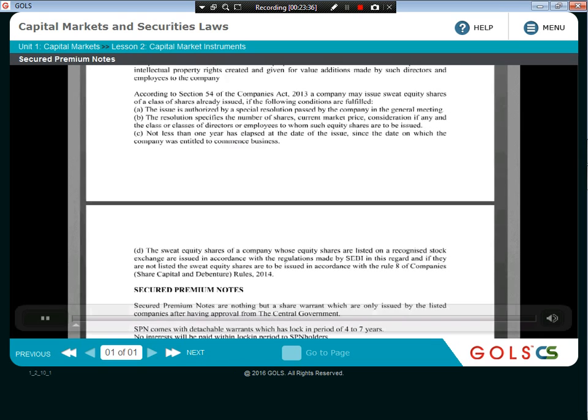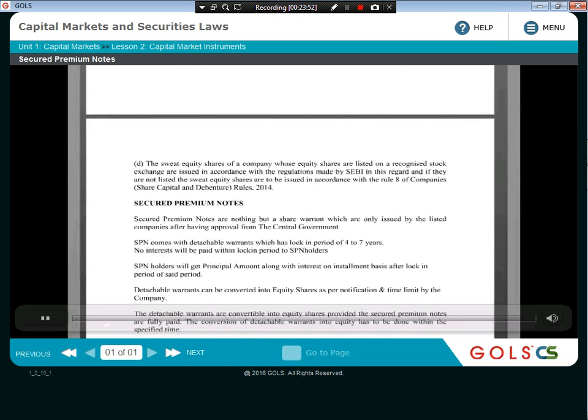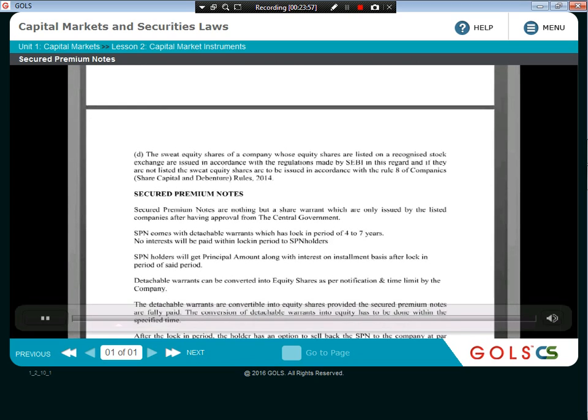Secured premium notes is the next topic. It's nothing but a share warrant. Share warrant is not a share certificate. It is a piece of paper which gives you all the rights of a share, but you are not a member. You are not an equity shareholder in the sense that your name is not entered in the register of members, but you do get dividend. That is number one. And number two, a share warrant is again a hybrid instrument which is convertible into equity share or debt at a future date. It's a bearer instrument, so it can be transferred just by handing over the instrument to somebody else. You don't need any endorsement or anything like that.